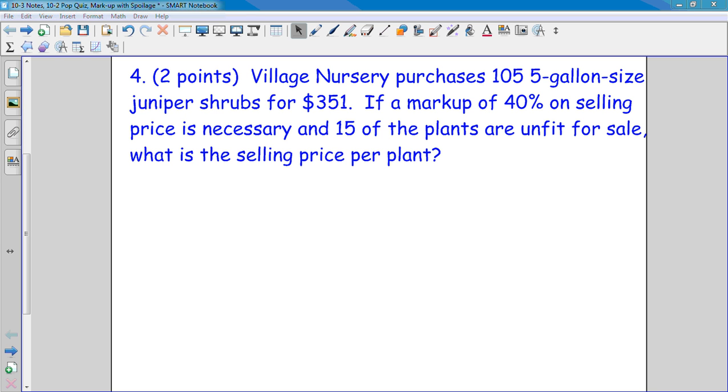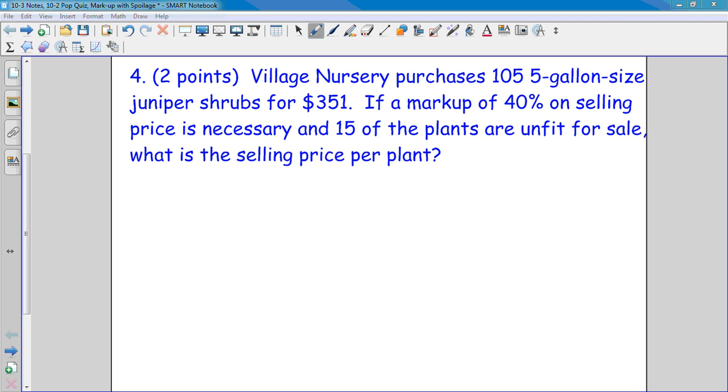So if I have a village nursery and I purchase 105 5-gallon size juniper shrubs for $351, especially with plants, I assume maybe some of them will die or get a disease. If a markup of 40% on selling price is necessary and 15 of the plants are unfit for sale, what is the selling price per plant? Now, we could either change 40% on selling price to percent markup on cost, or we could do it the way the book does it. I'm going to do it the way the book does it, so that when you do Math Excel, you'll look at the example and remember how I did it.